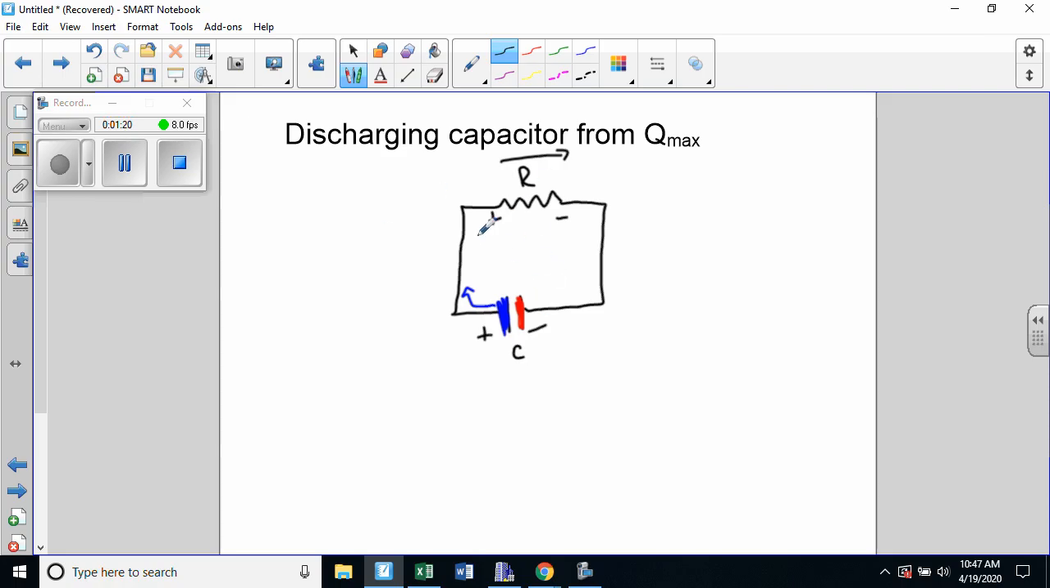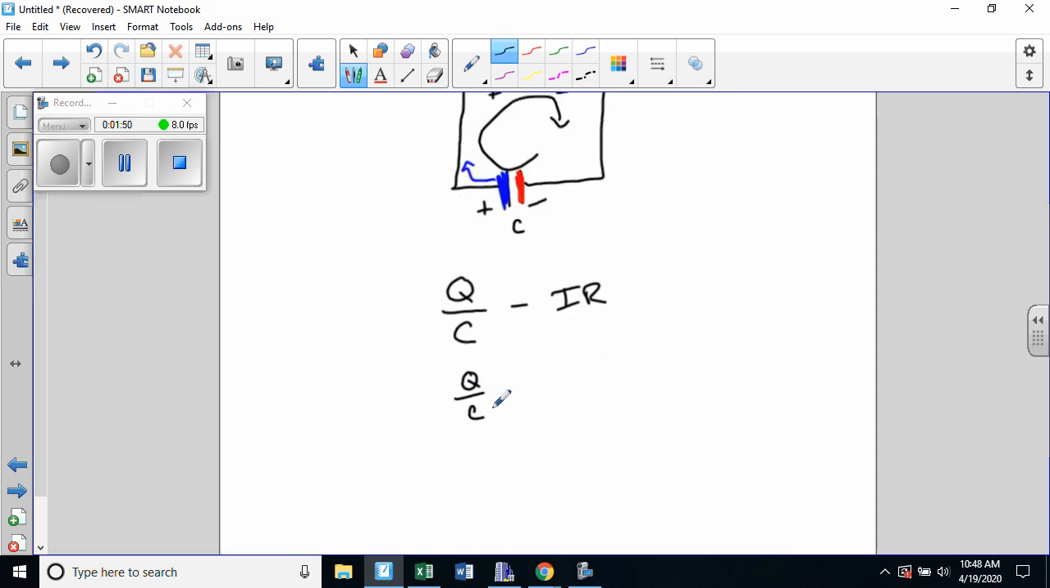And just like we did for the charging capacitor, let's do one loop. So the voltage on the capacitor, if I'm going clockwise, this is a gain from minus to plus. So voltage on the capacitor would be Q over C. And then the voltage drop on the resistor, because when I go clockwise, I'm going from high side to low side, is a drop of IR. And you're going to notice here then that Q over C is equal to IR.